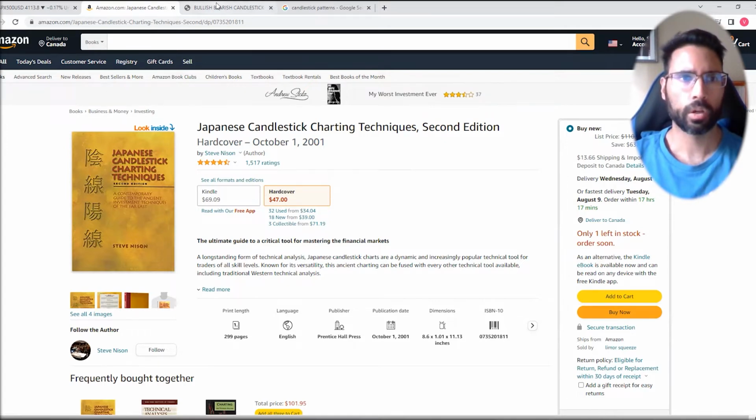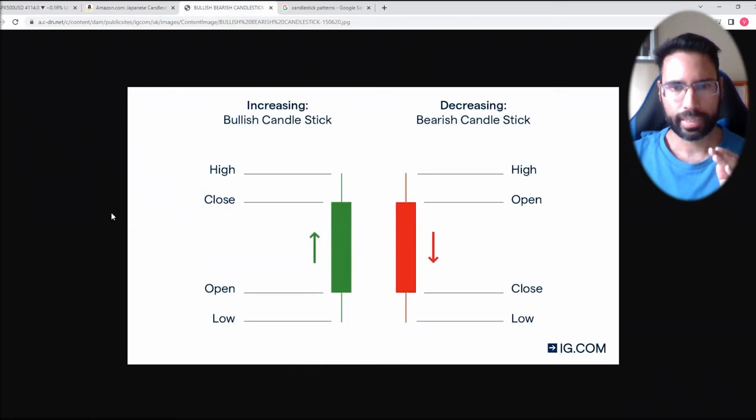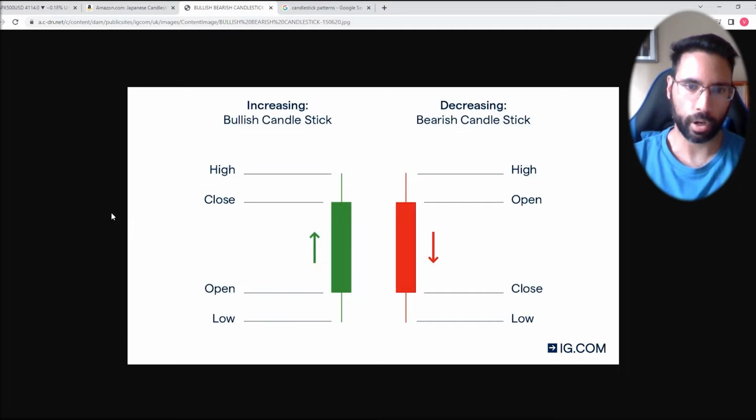But let's now go over candlesticks. Very briefly and very basically, you have two types of candlesticks: one with a green body, one with a red body. All that matters is that in a green candlestick, the closing price is higher than the opening price. For a red candlestick, the close is lower than the opening price.